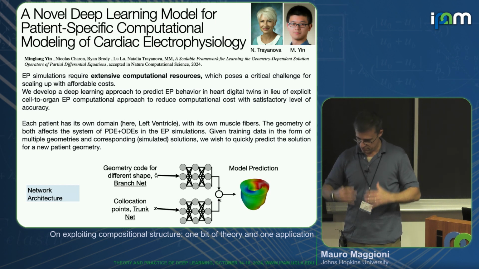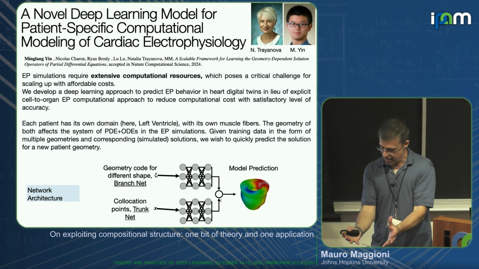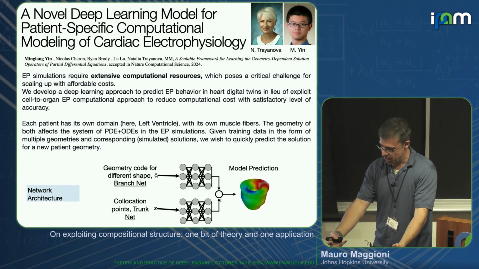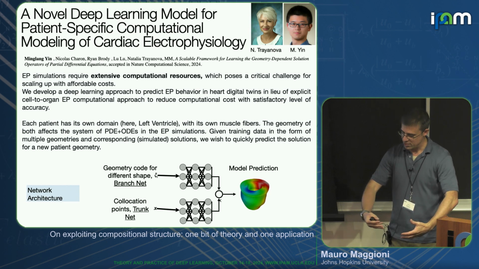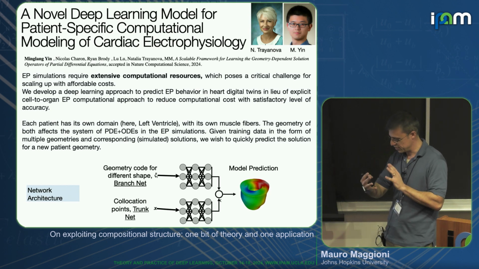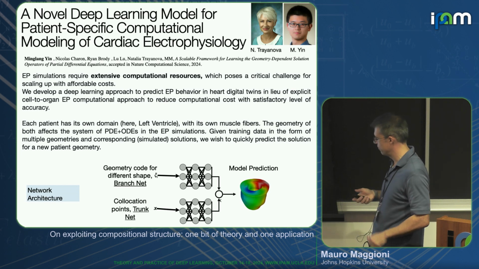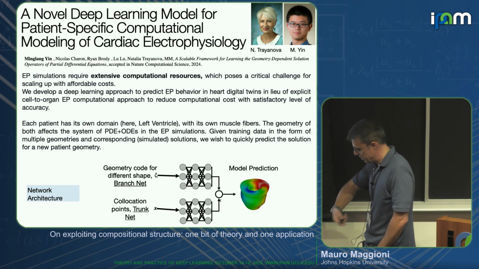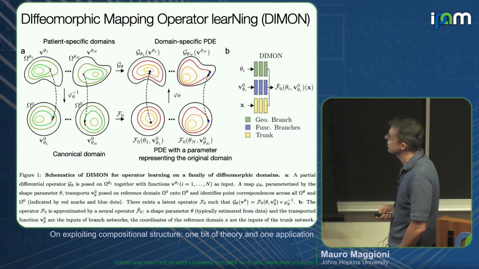Every patient comes in, the patient gets scanned, and every patient has a different heart. We want to solve a PDE on that heart, and so we have a family of PDEs on different domains. And every heart has different features. For example, the fibers on that heart might be patient-dependent too. And so how do we solve families of PDEs on different domains?